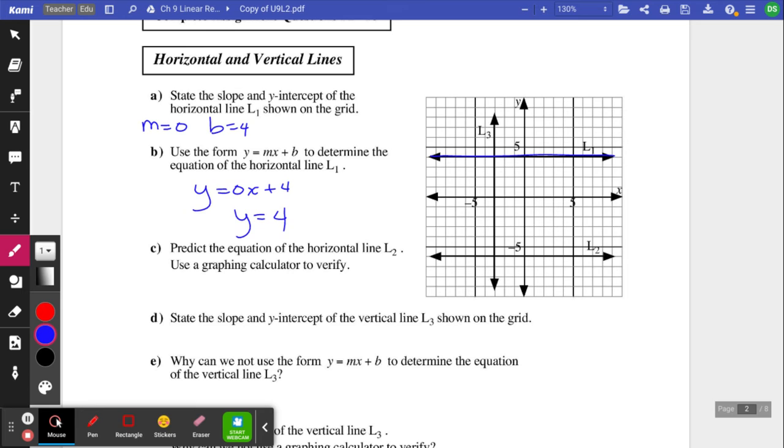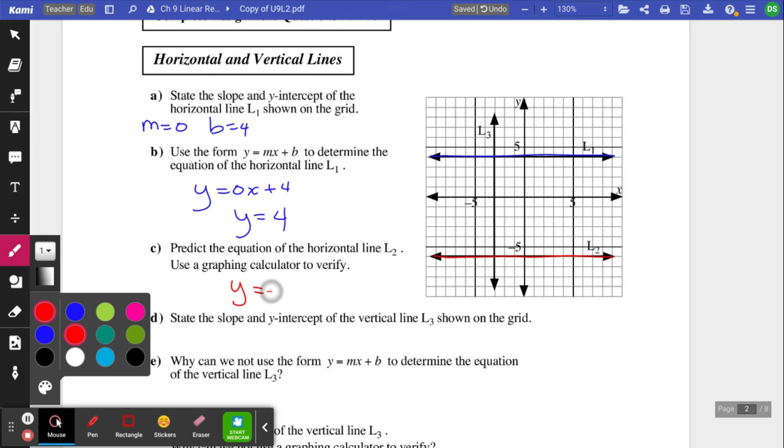So what do you think the equation of horizontal line number 2 will be? This one down here. What do you think the equation of that line is? -4. No, give me the equation of the line. Y equals -6. Truly, every horizontal line that crosses the y-axis will be written as y equals that number. Y equals 7 crosses at 7, goes across.